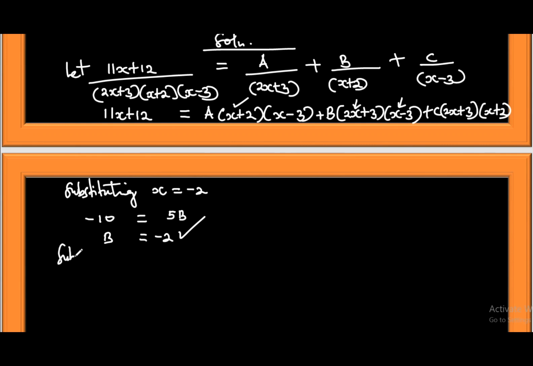So we shall say substituting x equals 3. When you put x equals 3, both left-hand side and right-hand side in the place of x, you are expected to come up with 45 on the left-hand side. And on the right-hand side, you're expected to come up with 45c. That means the value of c is going to be 1. The value of c will be 1.